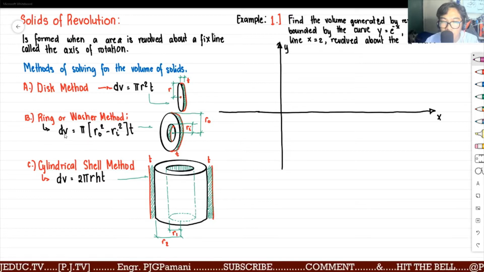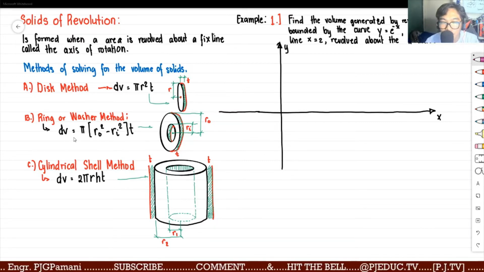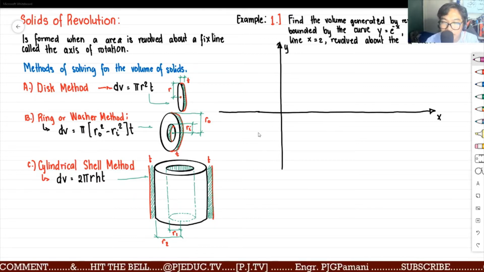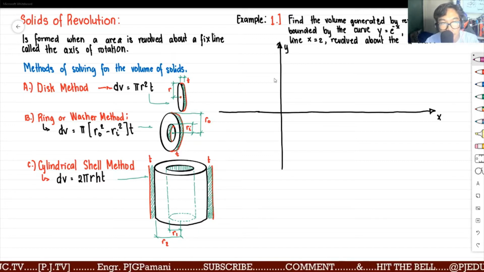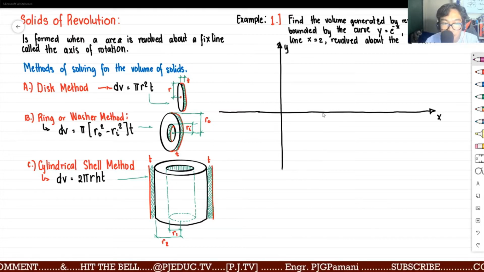Then same goes with the ring and washer method. By the name itself, we need to consider two radii, with respect to an unknown differential thickness t. Again, the differential volume of a curve revolving on a fixed axis is simply equal to pi times the outer radius squared minus the inner radius squared, times the thickness. Differential volume is the volume at which this particular curve revolves on a fixed axis. Then t is your differential thickness based on the curve bounded by this volume.